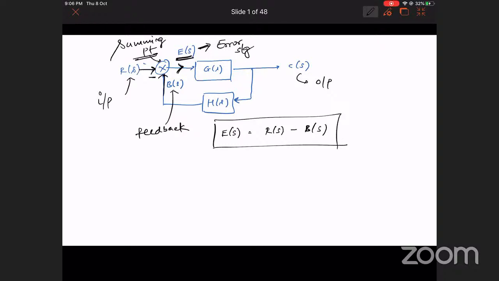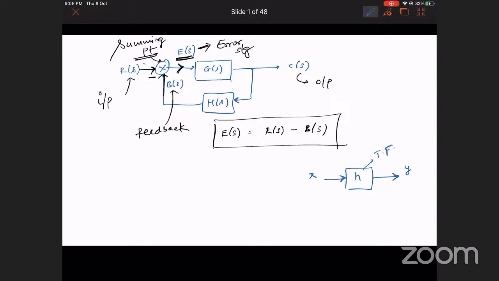So let us begin with this. E of s is equal to R of s minus B of s, guys. Now you should understand one thing. I'll tell you the basic thing. See, for example, if you have a block like this, this is called the block input and this is called the block output. Let's say input is X and output is Y. Let us assume something is written in the block, let us say it is H. Then let me tell you, whatever is written inside the block is called the transfer function, guys.